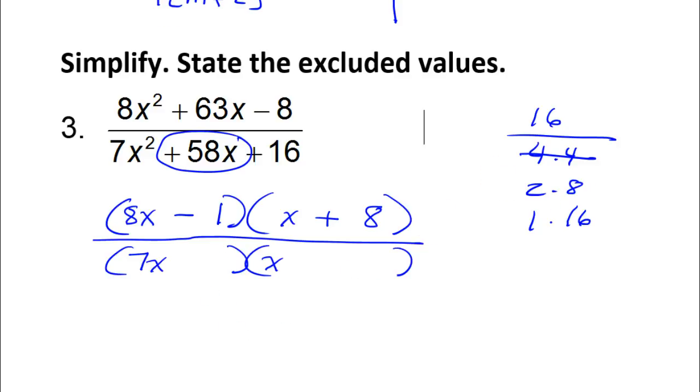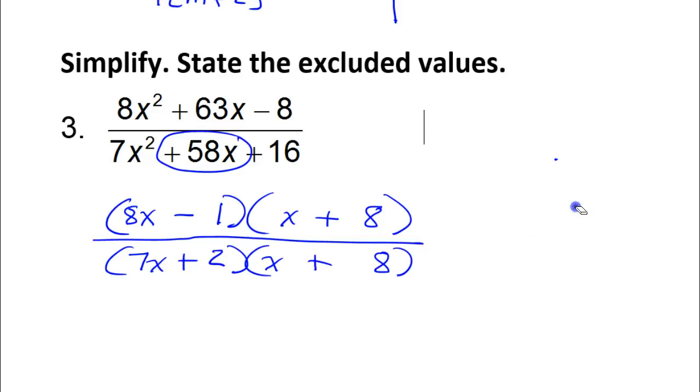All right, how about 2 times 8? Inner, I've got 2x. Outer, I have 56x. I'm trying to get 58. Okay, well there you go. If both of these are positive, that'll give me positive 58. And a positive times a positive is a positive for the positive 16. So this is now factored correctly. All right, so now would be a good time to state the excluded values.